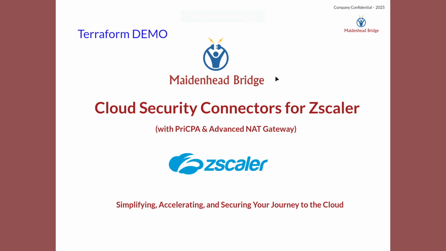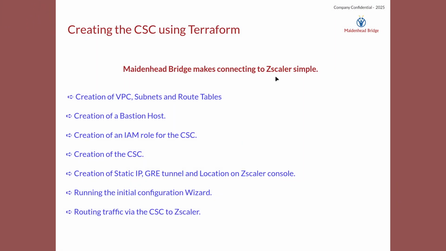In this video we are going to see how to install the Cloud Security Connector for Zscaler with TCP Advanced NAT Gateway using Terraform. The steps are quite simple to create the CSC using Terraform. We provide all templates for you, and in this demonstration we are going to create the VPC subnets in a region from scratch. Then there is nothing there in that region.